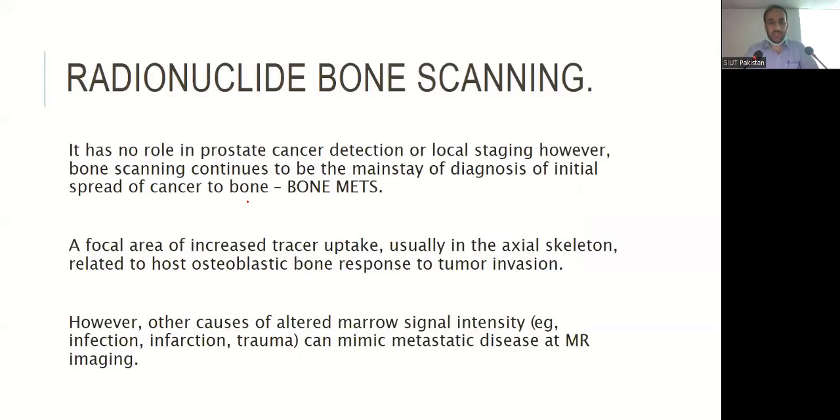Radionuclide bone scanning has no role in prostate cancer detection or local staging. However, bone scanning continues to be the mainstay of diagnosis of initial spread of cancer to the bone, the bone mets. A focal area of increased tracer uptake, usually in the axial skeleton, is related to the host osteoblastic bone response to tumor invasion. However, other causes of altered marrow signal intensity, for instance infection, infarction, and trauma, can mimic metastatic disease at MRI.